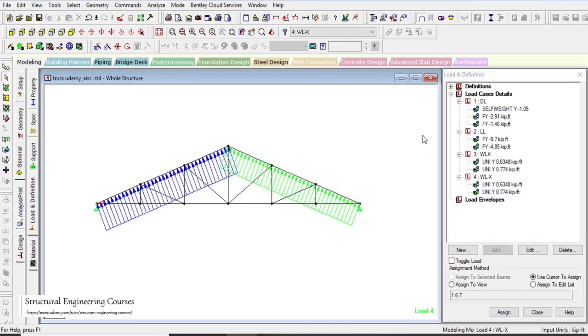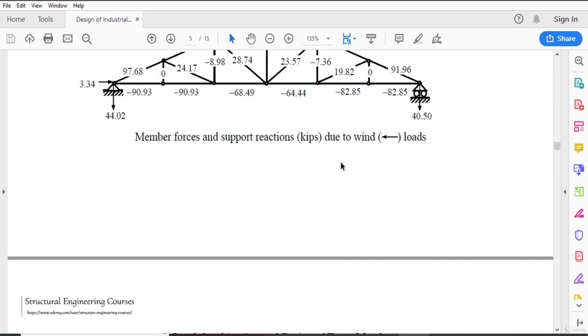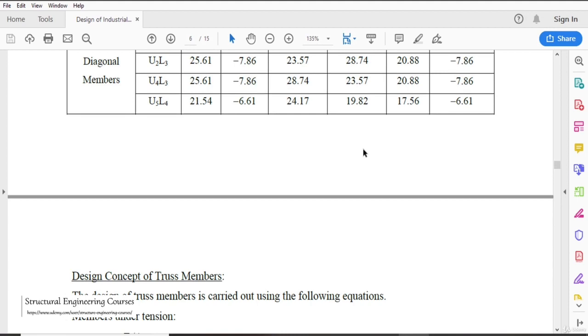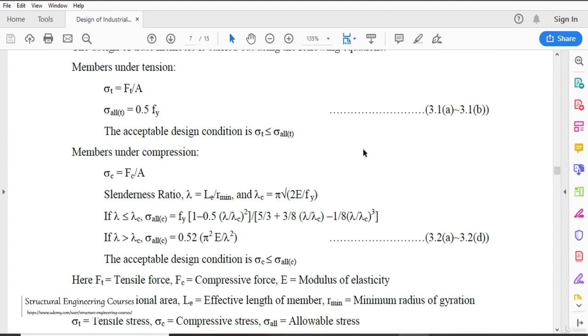So now all the dead load, live load and wheel loading has been applied to this truss section here, and now we are done with the application of the wind load also. So after that we can consider the load combinations also. So load combinations we can enter as per the American standard.